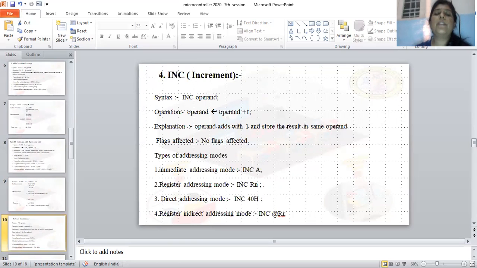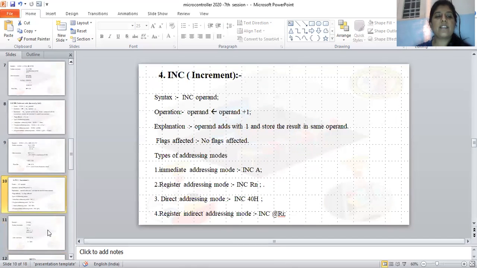So here are examples for different addressing modes. Those are INC A, which is an example for immediate addressing mode. INC Rn is an example for register addressing mode. INC 40H is an example for direct addressing mode. INC @Ri is an example for register indirect addressing mode.